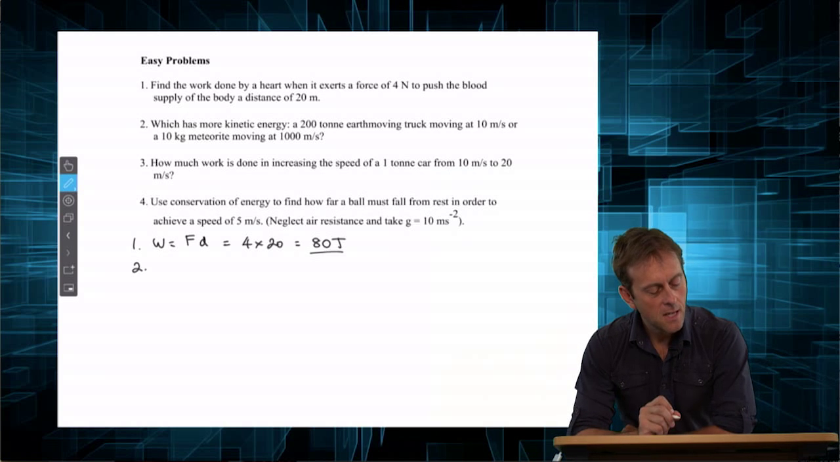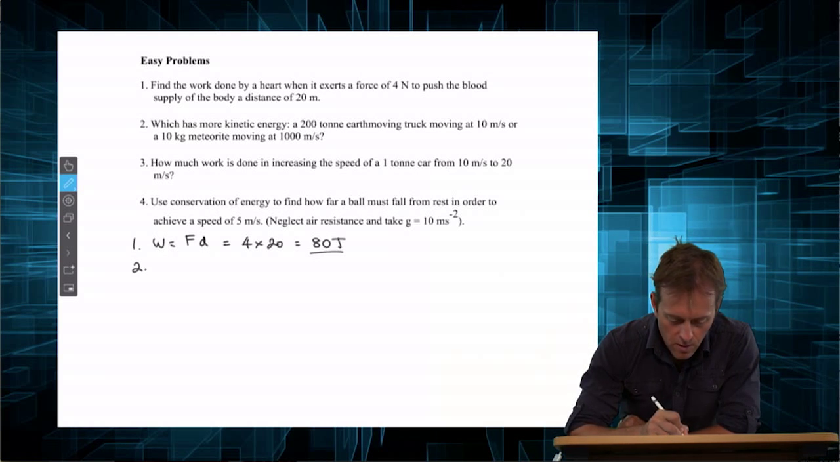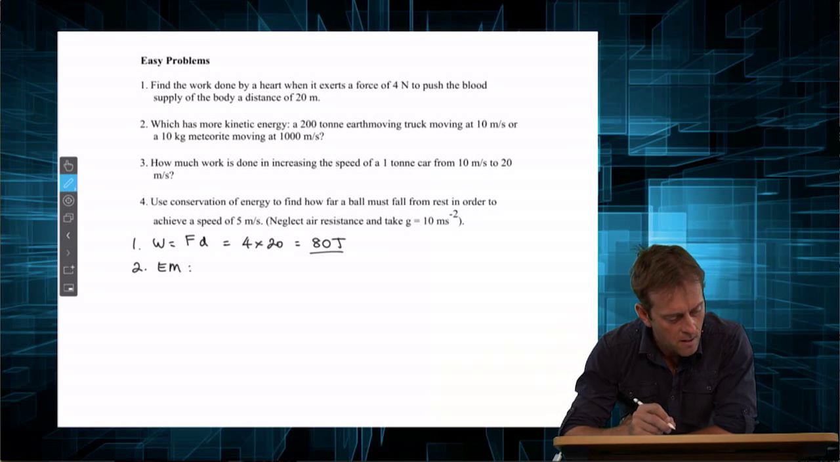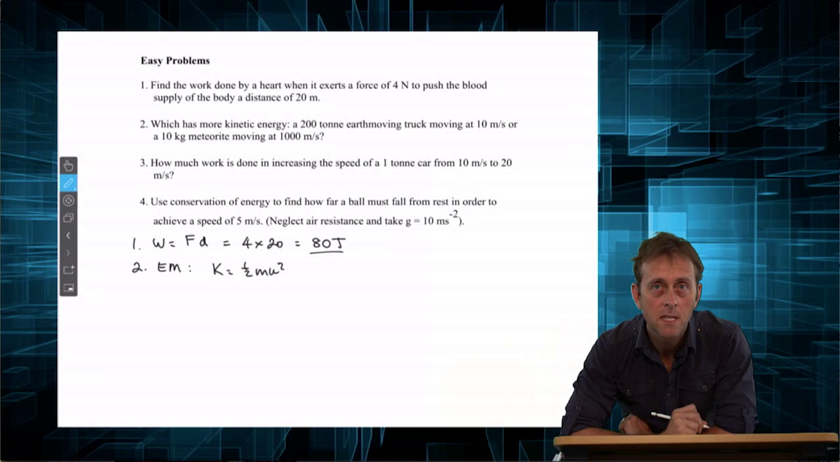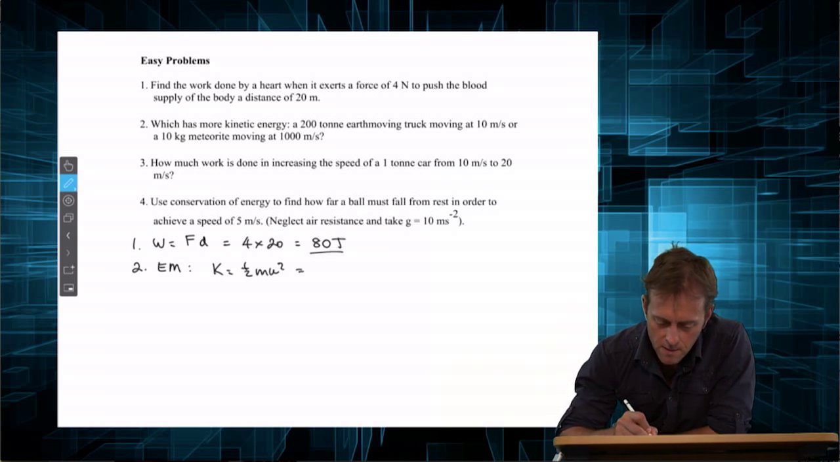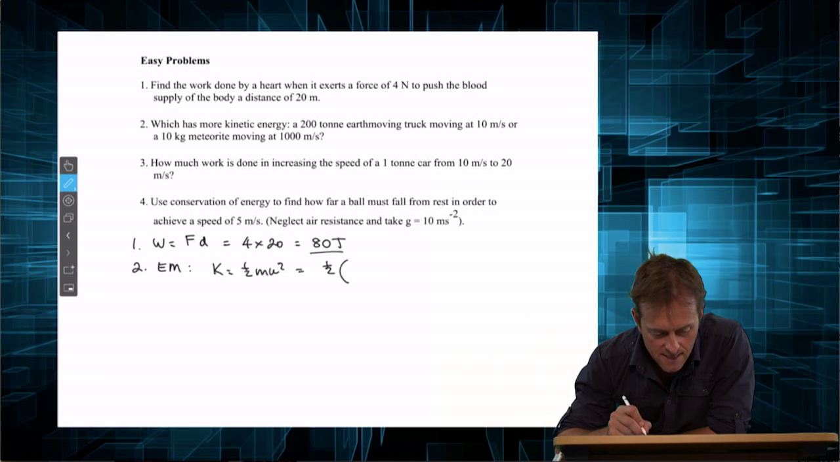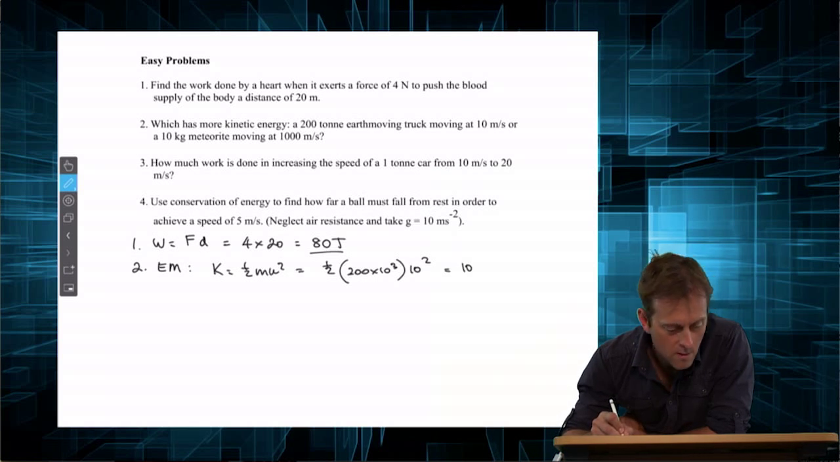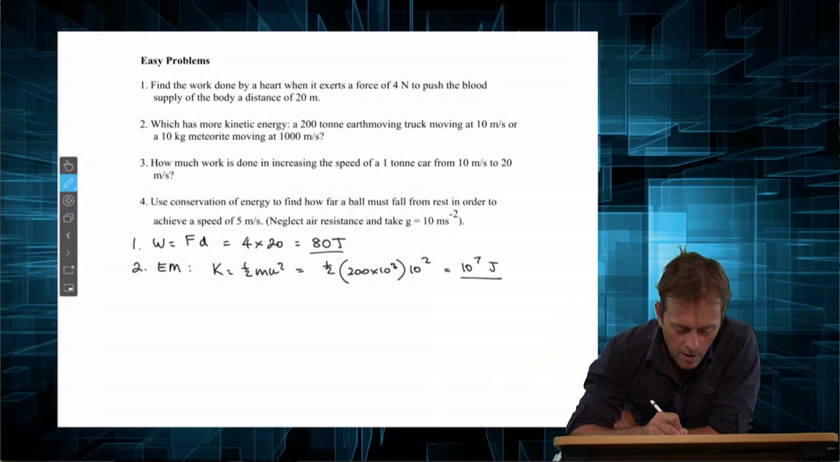Which has more kinetic energy, a 200-ton earth-moving truck at 10 meters per second or a 10-kilogram meteorite moving at 1,000 meters per second? Well, let's look at the earth mover. I'll just call it EM. The kinetic energy is half mv squared. Don't forget the squared term. That's the really important thing here. Higher velocity means it's more dependent on the velocity because of that squared term. It equals half the mass, which is 200 by 10 to the 3 times 10 squared, comes out to be 10 to the 7 joules.